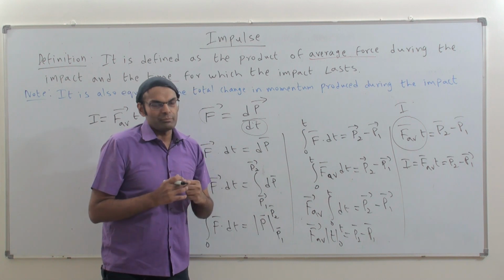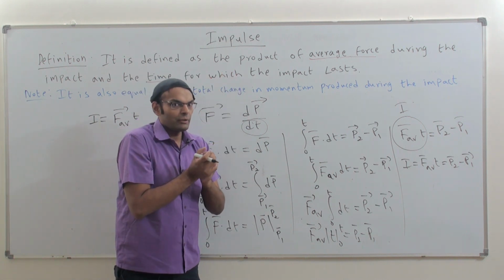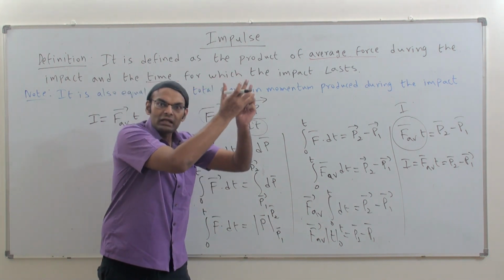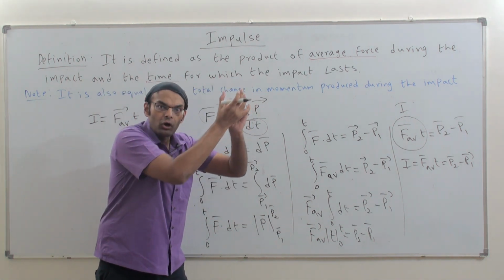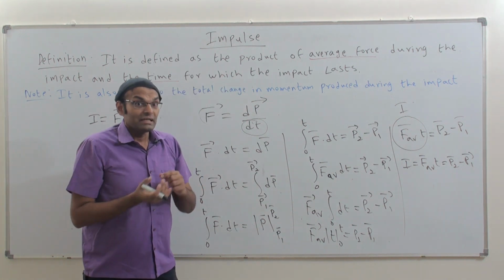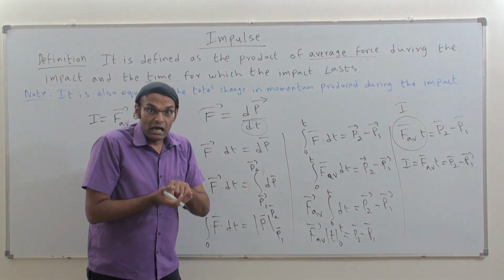So this is the concept of impulse. When I'm catching the ball, what do I do? I pull it downwards. Why do I pull it downwards? Because I'm giving sufficient time for the ball to come to rest. Why am I giving sufficient time? Because it reduces damage to my hands.